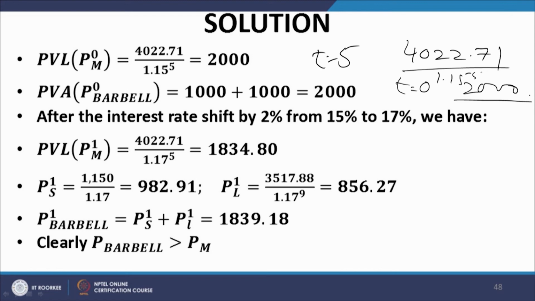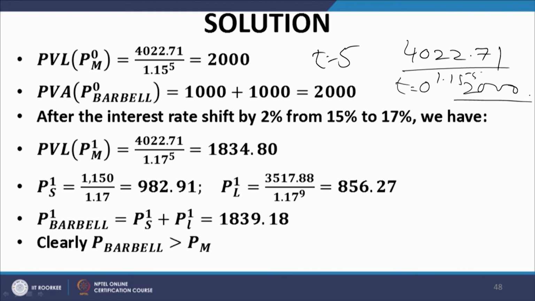We invest equal amounts, 1000 in a 1 year 0 coupon bond and 1000 in a 9 year 0 coupon bond, both trading at a YTM of 15%. It is given that all the bonds are trading at YTM of 15%. Now, after the interest rates shift by 2% from 15% to 17%, there is an upward shift of the YTM curve or the spot yield curve.